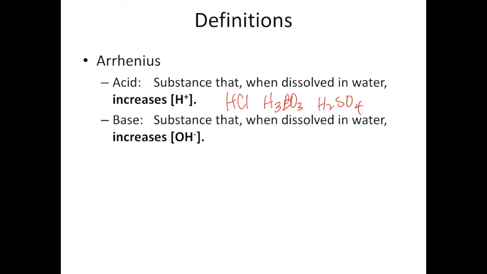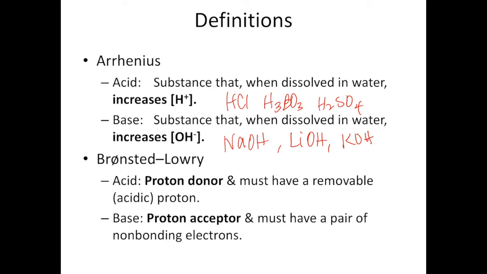And bases are substances that, when dissolved in water, increase the concentration of OH-. So we talked about our strong bases, lithium hydroxide, potassium hydroxide. Okay, so they all have OH and they're easy to identify. And they're going to increase the concentration of OH- when you throw them in solution because they all dissociate completely. The problem with the Arrhenius definition is that there are weak bases that don't obviously increase the concentration of OH-.